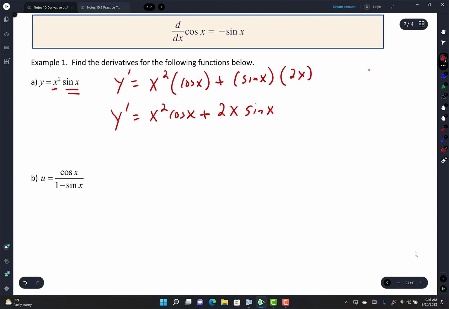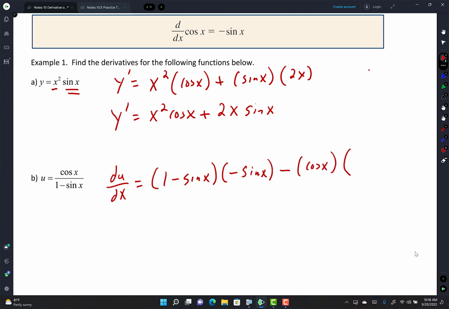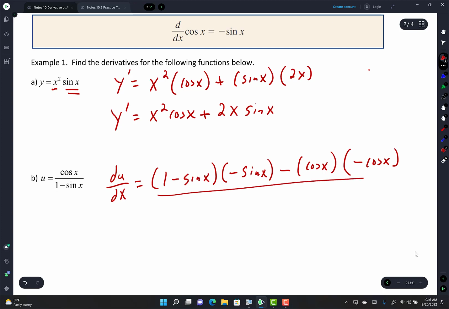Letter B. I'm going to take the derivative of u with respect to x. What rule do I have to use? Quotient. So I'm going to write u prime, or you know what, for fun, let's write du dx. So I'm taking the derivative of u with respect to x. Bottom, low d high, 1 minus sine x, times derivative of the top. What's the derivative of cosine x? Negative sine x. Plus or minus? Minus top, cosine x, times derivative of the bottom. The derivative of 1 is 0, but I have a negative sign, so it's going to be a negative cosine x, all over bottom squared.